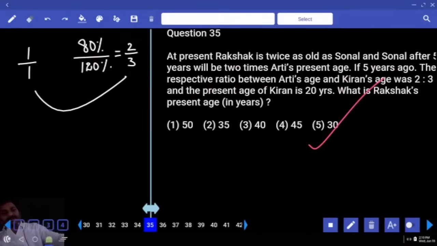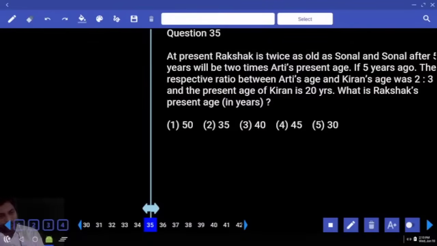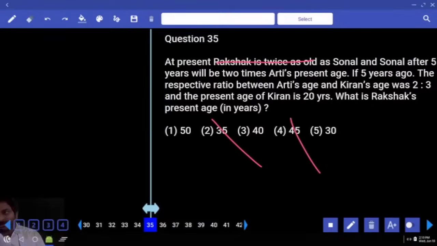At present, Rakshak is twice as old as Sonal, and Sonal after 5 years will be 2 times Aarti's present age. If 5 years ago, the respective ratio between Aarti's age and Kiran's age was 2:3, and the present age of Kiran is 20, what is Rakshak's present age? Rakshak's present age is twice Sonal's, so it is an even number, correct? 3 options are there. Let's calculate.